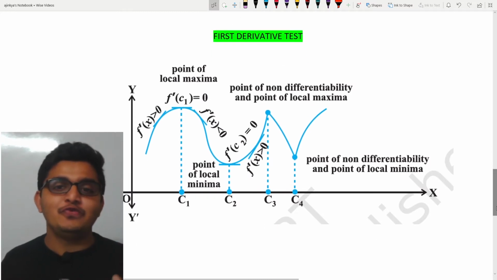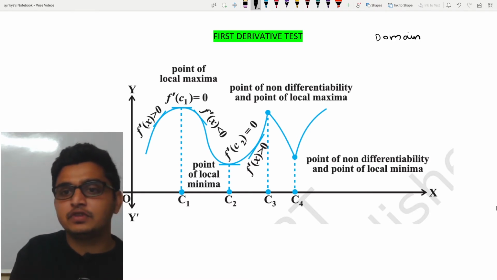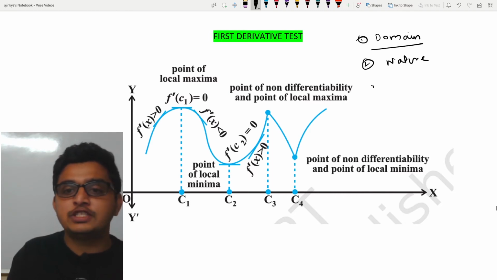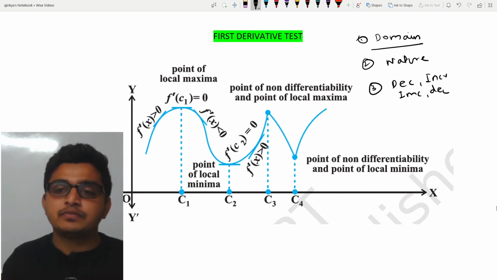Now we had knowledge that we need to define the domain. So we now have the domain with us. We also know what the nature of graphs is. We also have the knowledge that if the function is decreasing or increasing on either right or left, or increasing or decreasing from left to right, we can tell what the maximum and minimum are. So what is the first derivative test?